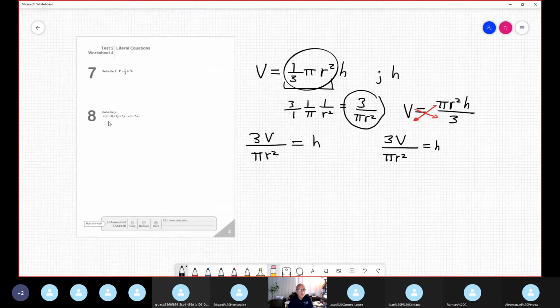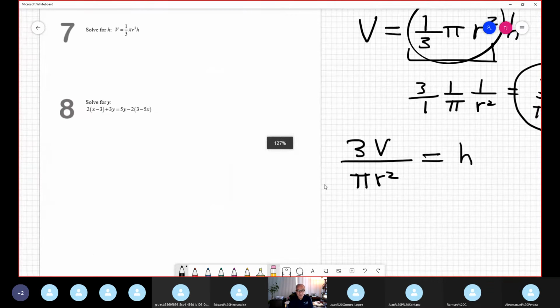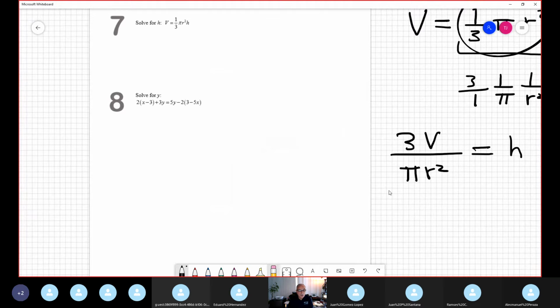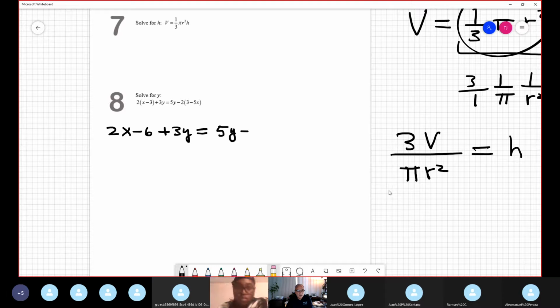Reciprocal or cross multiplication, okay. Now this is easy. For y, it's a long expression, but I don't care. You remove the parentheses: it's 2x minus 6 plus 3y is equal to 5y minus 6 plus 10x.